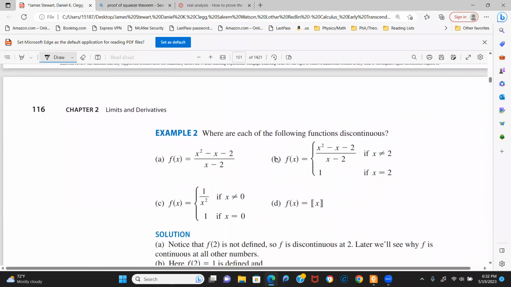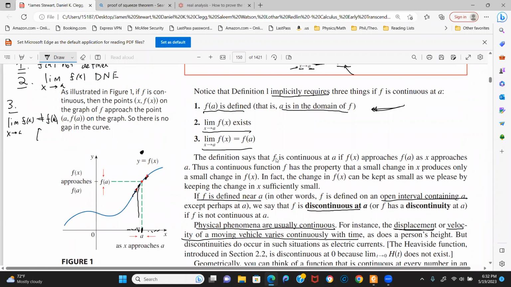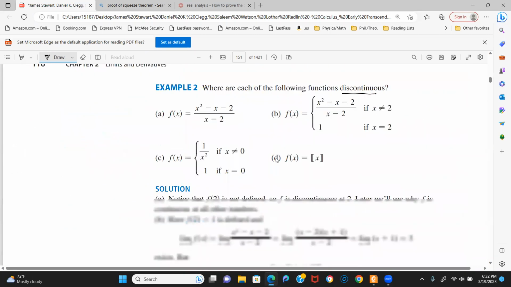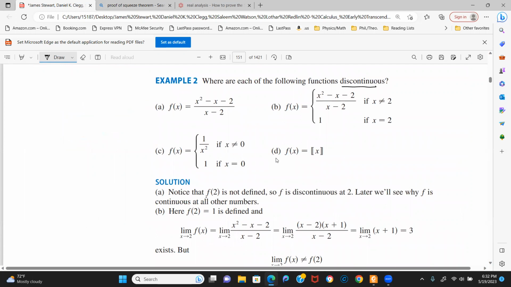All right, so here are some functions where we have some types of discontinuities. So we have A. First of all, this illustrates the first type of discontinuity you can have, where the function is simply not defined at that point. This f of 2 is not defined because you have division by 0, so it can't be continuous there.